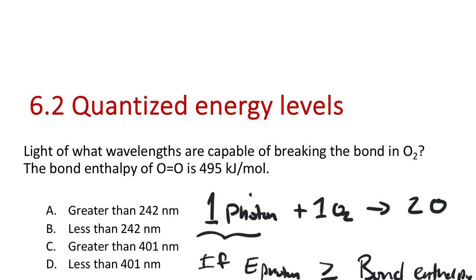We want the photon to have exactly or more energy than that 495 kJ per mole that it takes to break the bond in O2. But we're going to think about the energy of one photon versus the energy it takes to break the bond in one molecule. So the idea here, the photoelectric effect.